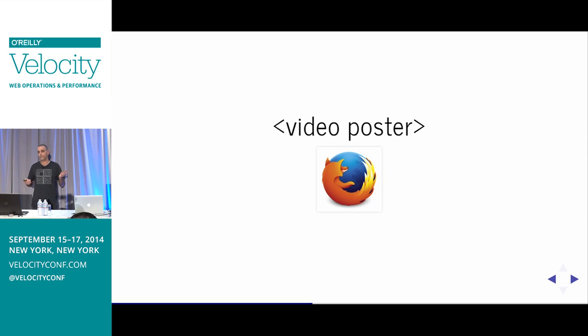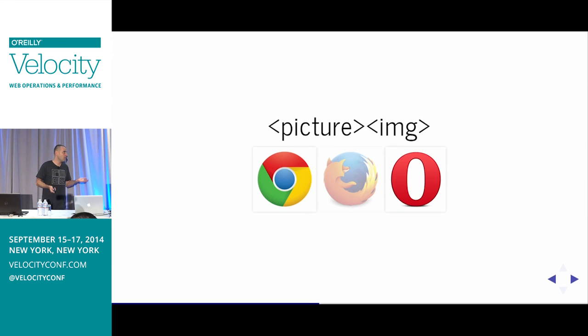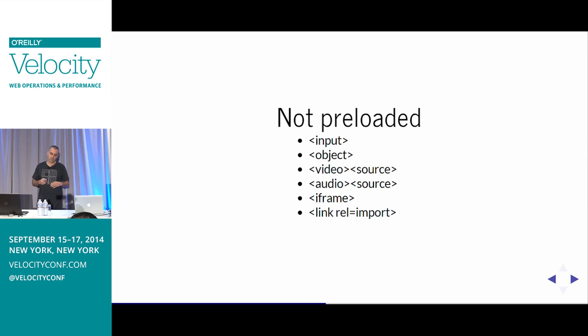Firefox downloads a video poster, and everything related to responsive images is being preloaded in Blink, where it is supported, so Chrome and Opera, and it will be preloaded in Firefox before the features are shipped and turned on by default. But that leaves us with a long list of DOM elements that trigger sub-resource download, but are not preloaded.